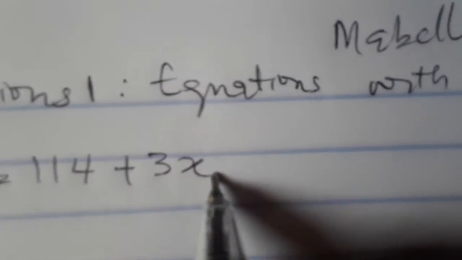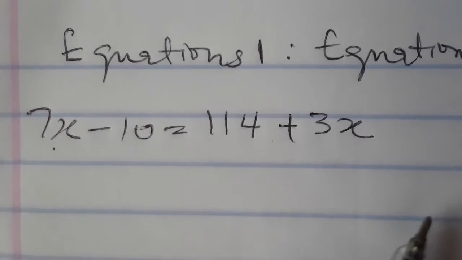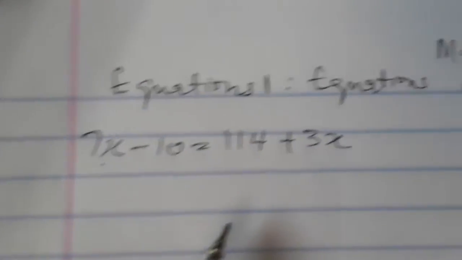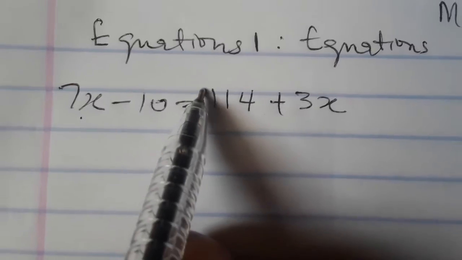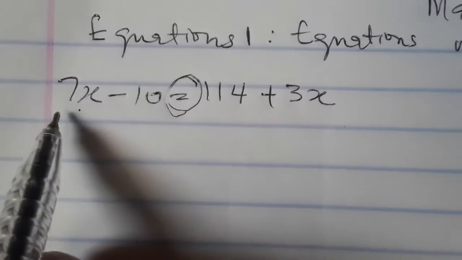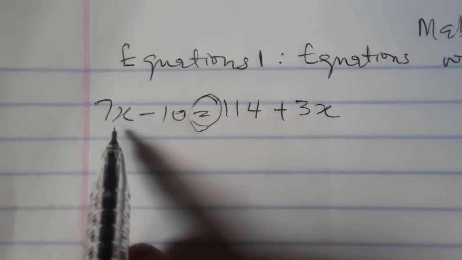Let's take this simple question. 7x minus 10 is equal to 114 plus 3x. And typically we'll tell you to collect the like terms or to rearrange the equation so that all the unknowns are on one side and all the constants are on the other side. But I keep telling you, and what I want you to bear in mind, is that when you are working with equations, this equal sign tells you that everything on this side is of the same value as what is on this side. So basically what you do to this side, you must do to this side.